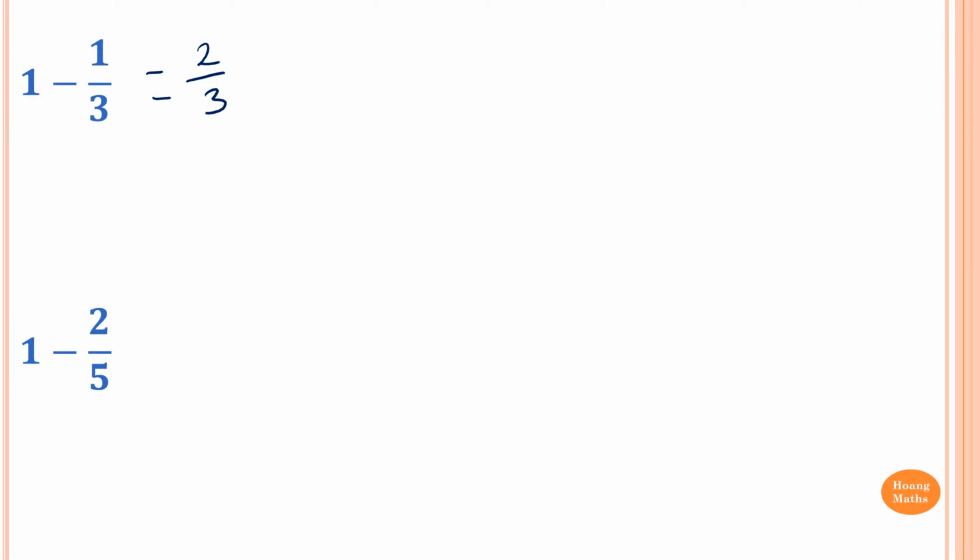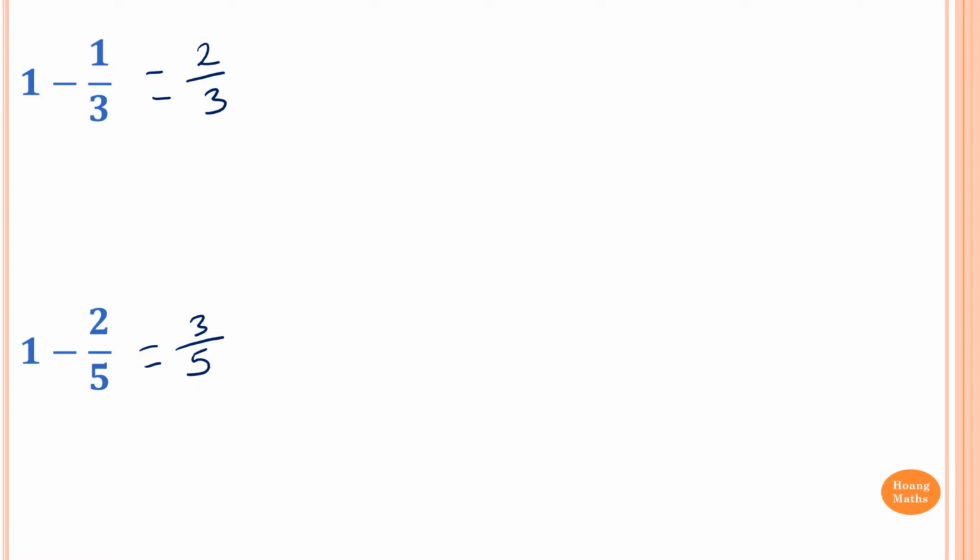1 minus 2/5. So this means that we have 5 parts. So we have 1, 2, 3, 4, and 5. And then we take away 2 parts out. So this means we're left with 3 parts. So 3/5 left. So 1 minus 2/5 is 3/5.